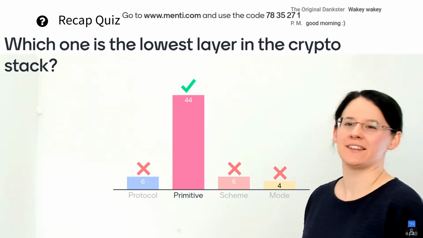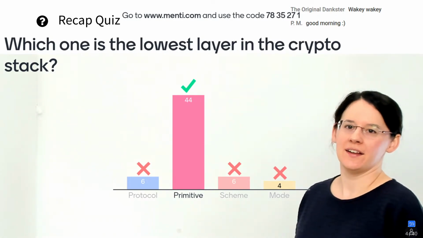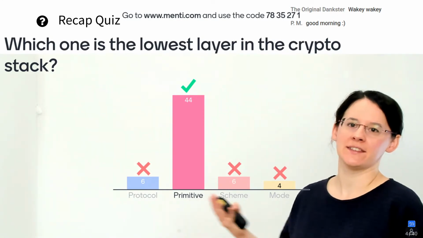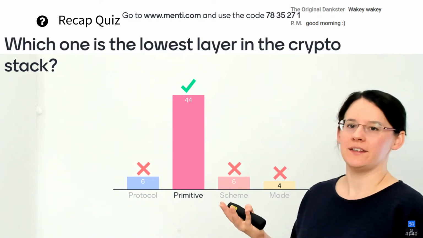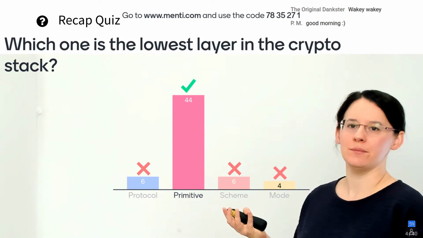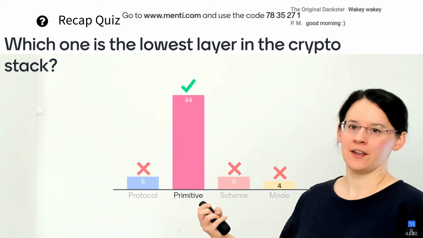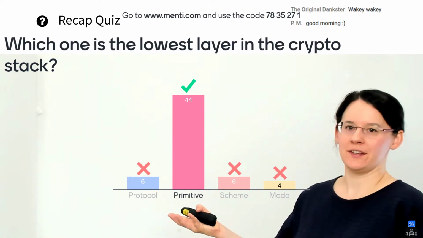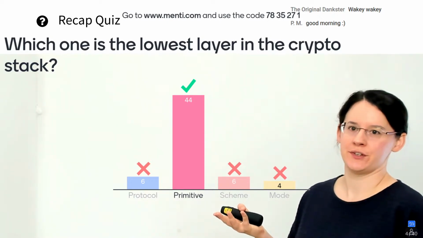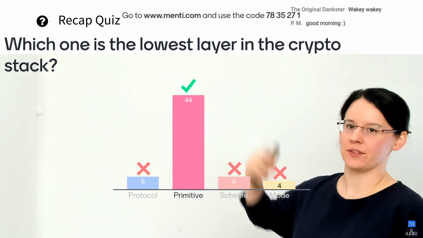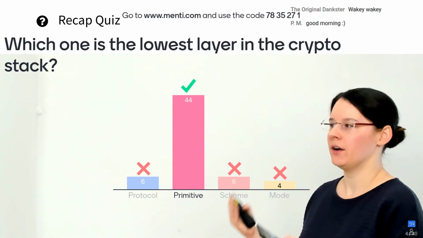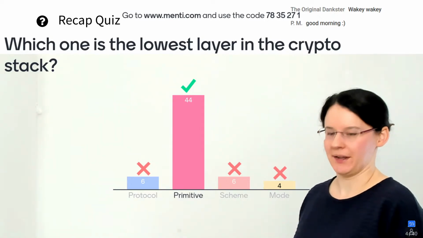And indeed, that's correct. The primitive is the lowest layer. Schemes are constructed on top of primitives. So primitive is something like AES. A scheme is something like authenticated encryption with AES. And the mode describes the rule how the scheme is produced from the primitive. So if you think of cooking, the primitives are the ingredients, the mode is the recipe, and the scheme is the finished dish. And protocols are yet further up in the hierarchy and use several schemes to process the data before sending it back and forth.